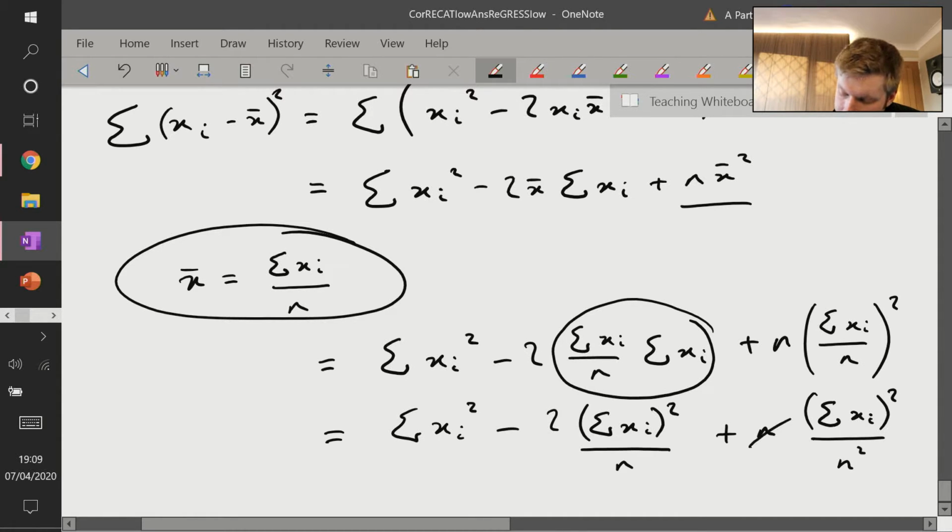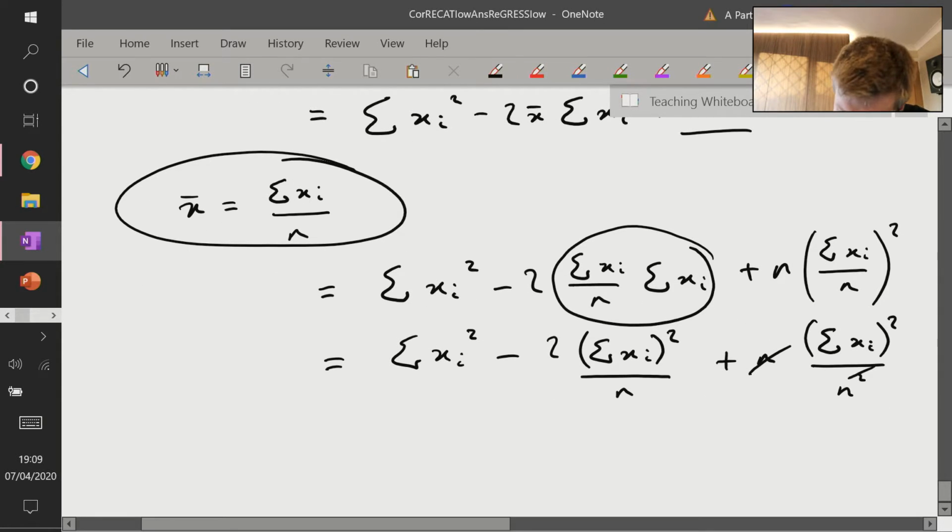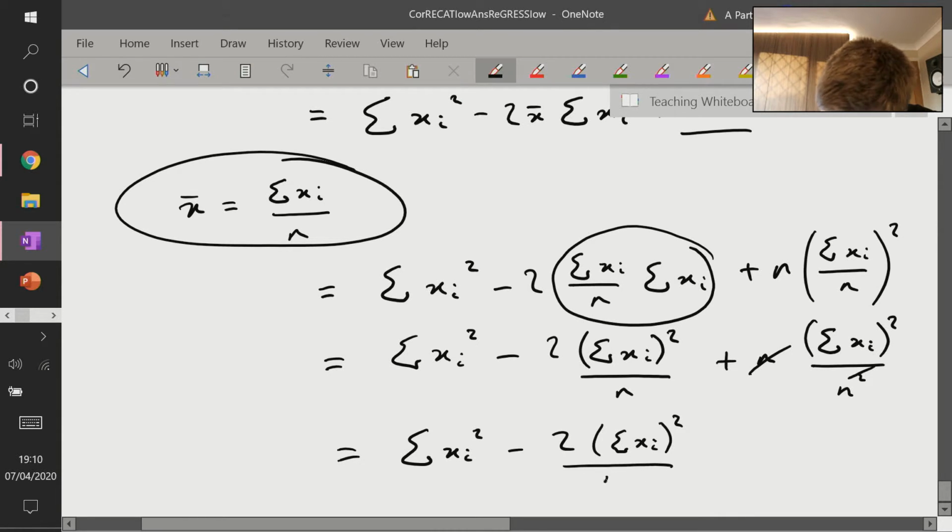Now hopefully you can see that n and that square will cancel in there. So in other words, what I'm going to be left with is the sum of xi squared minus 2 times by the sum of xi all squared divided by n, plus, have a look on the end here, I've got the sum of xi all squared again divided by n, because there's only one n because the n squared and the n is cancelled there.